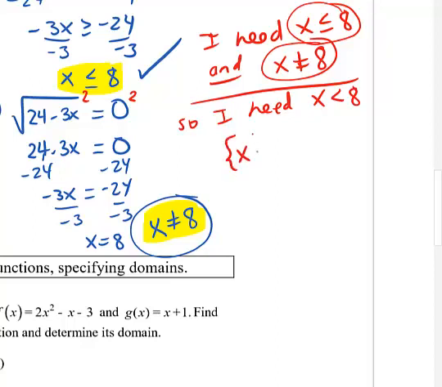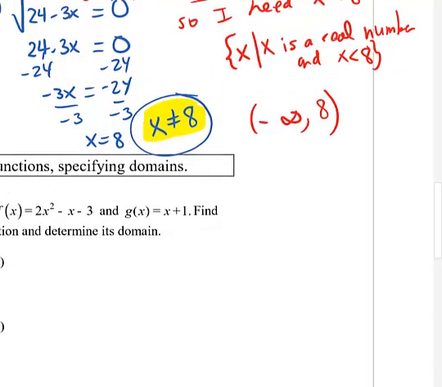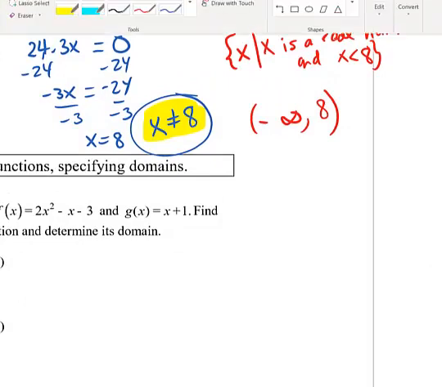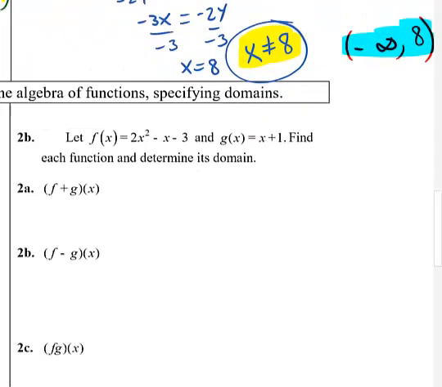So set-builder notation would be the set of all x such that x is a real number and x is less than 8. But if I want interval notation, I'm going to write negative infinity to 8. So, like I said, it's up to you which one of those you want. You kind of pick your poison. You want this guy, that's a good answer, but it takes a while to write. Or this guy, it's simpler, but it's kind of harder to master.